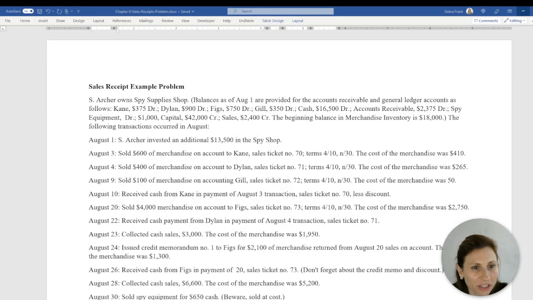Okay, sales receipts. This problem is going to be a longer one. We have a lot of journal entries to do, but once we get started with it, the journal entries should go pretty quick. They start to become very similar.